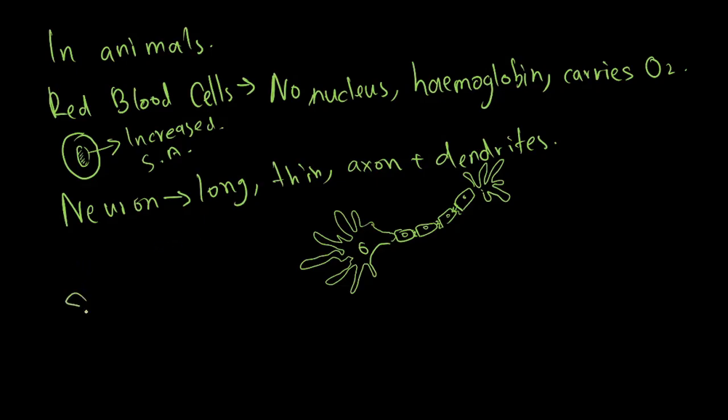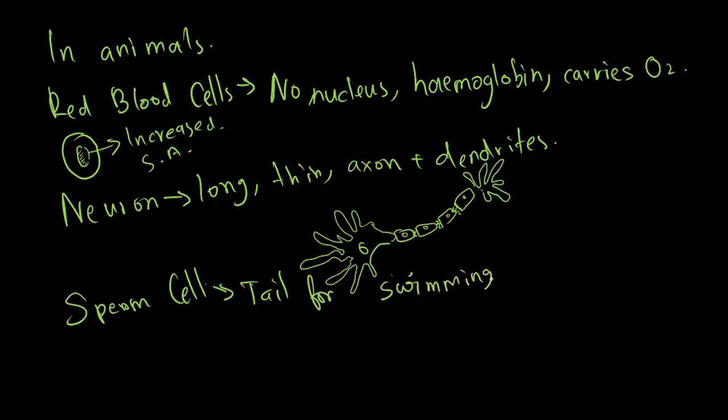And another one that comes in handy for reproduction is a sperm cell. They have a tail for swimming to the egg cell and loads of mitochondria, not just a few, but loads of mitochondria, and also the nucleus. They look something like this. That's the tail and that's the head. So this is just in case of humans or animals.